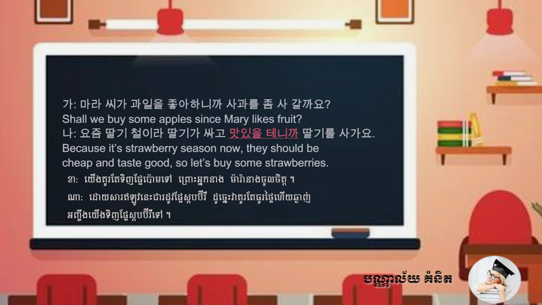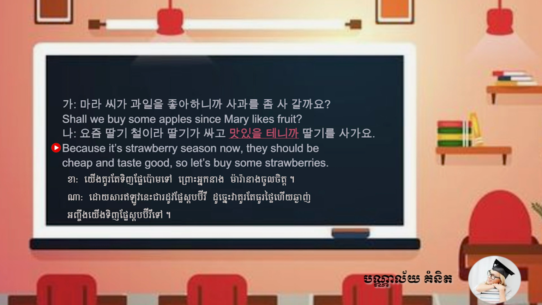Now we look at the next example. A asks: 마리 씨가 과일을 좋아하니까 사과를 좀 사 갈까요? Shall we buy some apples since Mary likes fruit? B answers: 요즘 딸기철이라 딸기가 싸고 맛있을 테니까 딸기를 살까요? Because it's strawberry season now, they should be cheap and taste good. So let's buy some strawberries.